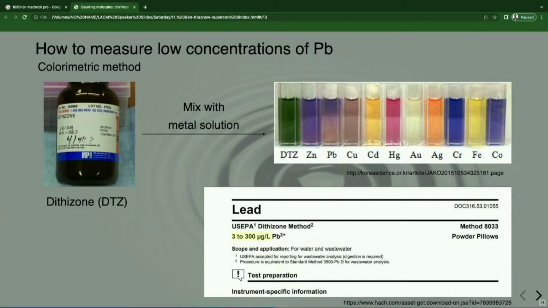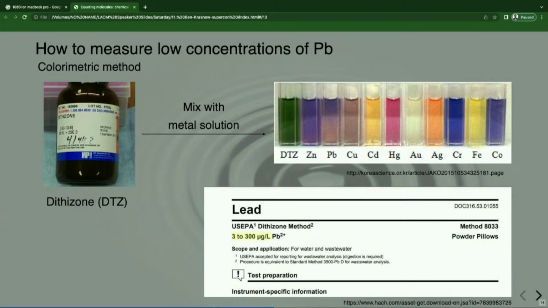So each of the metals shown there, zinc, lead, copper, cadmium, mercury, gold, each of them has a characteristic color. So if you have an unknown mixture of stuff, you can put dithizone in there, and judging from the color, you can tell what metals you have. And the intensity of the color is the concentration. So this is a pretty powerful method.